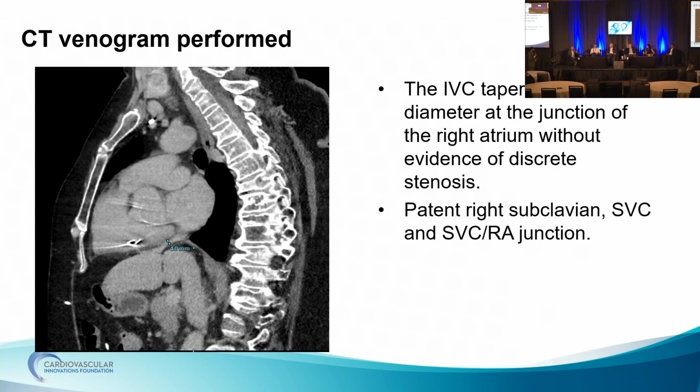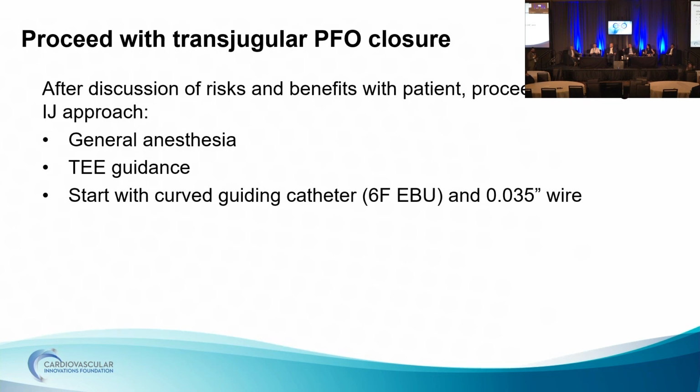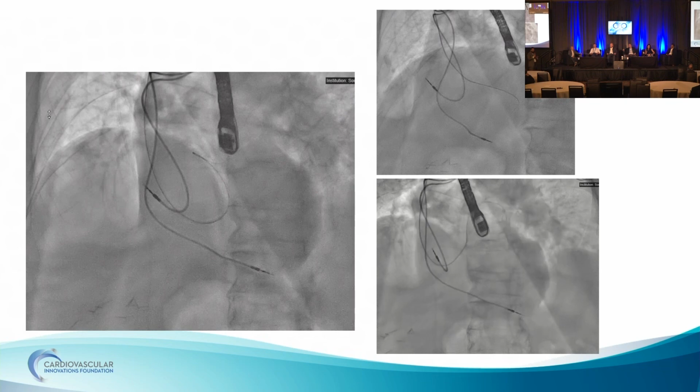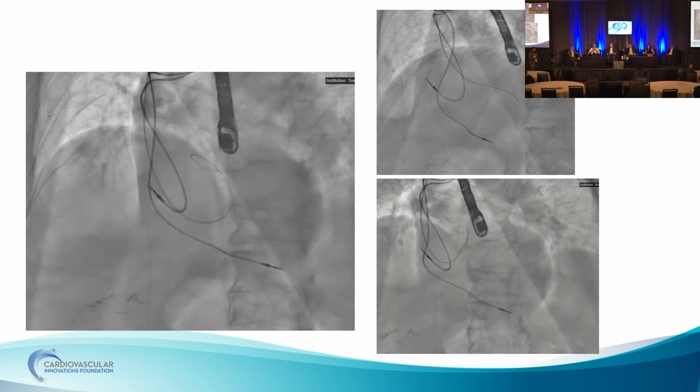Have you done that with pacer wires, left subclavian? No, probably not. Yeah. So that was our only concern, was the pacer wires, but agreed. So we went IJ, we ended up going right IJ, general anesthesia with TEE guidance, and then started with an EBU for that curve that you guys saw earlier, so that we can actually get anterior and kind of superior.